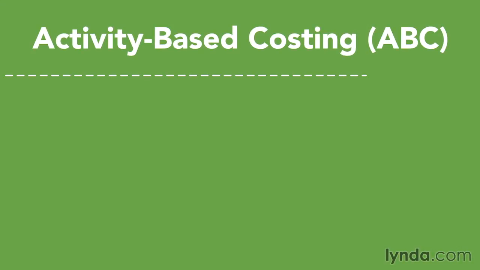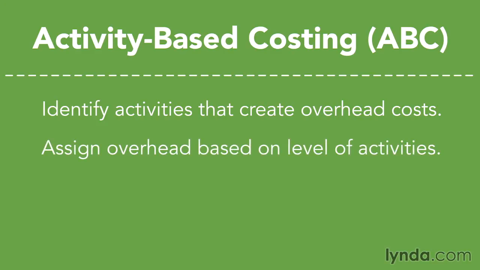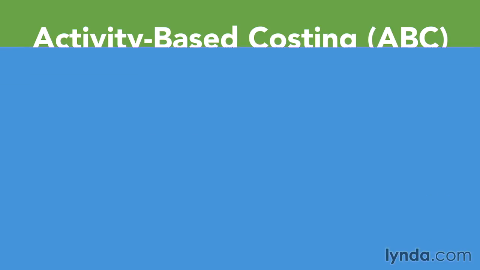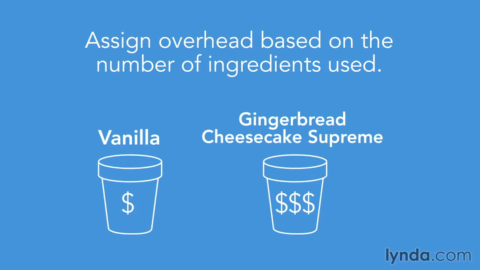The focus of activity-based costing is identifying activities that cause overhead costs and then assigning those overhead costs based on reliable measures of those activities. A better way to assign the $170,000 in flavor chemist overhead may be on the basis of the number of ingredients used to make the ice cream flavor. The 5-ingredient vanilla flavor would be assigned less flavor chemist overhead cost than the 25-ingredient gingerbread cheesecake supreme.